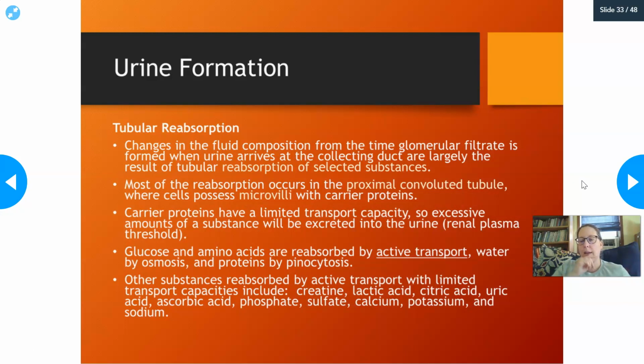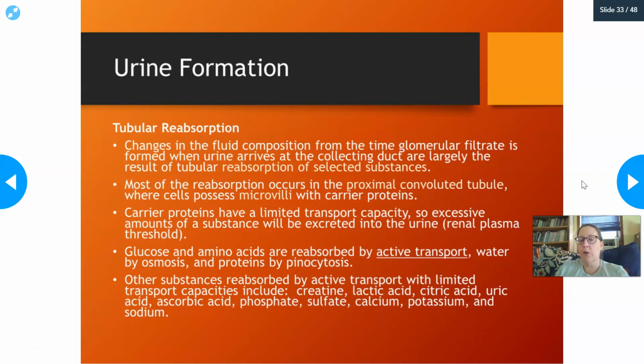So remember, in our table, we saw that all the sodium ended up in the filtrate, all the glucose, and so there's quite a bit of stuff that ends up in there that the body needs and needs to put back into your bloodstream. And so that is what tubular reabsorption is all about, putting the valuable stuff that made it into the filtrate that needs to really go back into the blood, putting it back into the blood. So most of the reabsorption will occur in the proximal convoluted tubules.